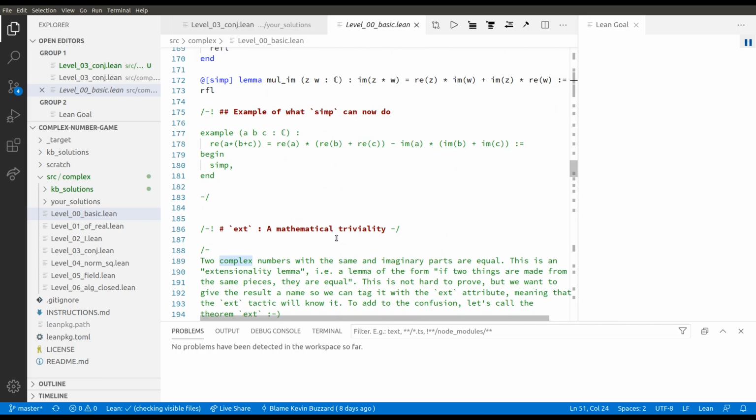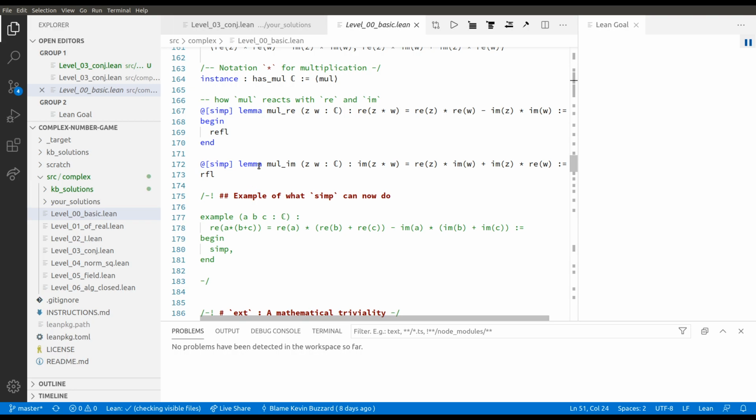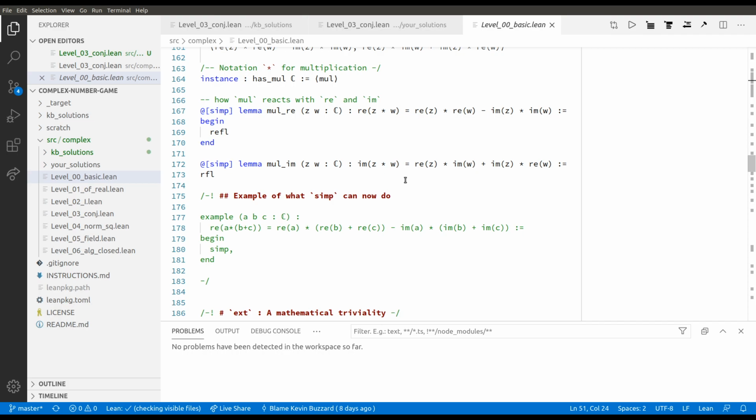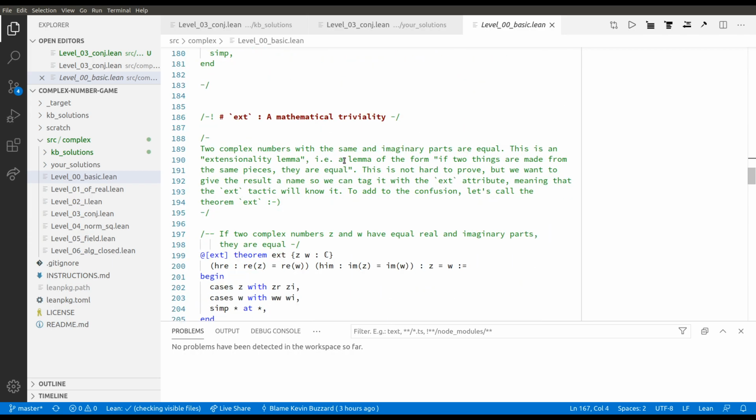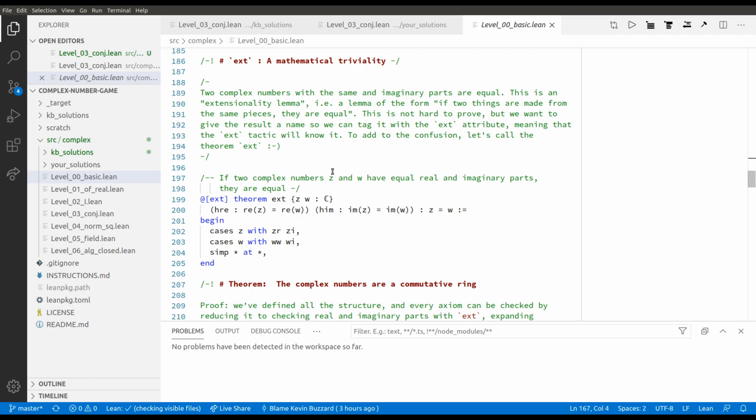And then we added some simple lemmas, things like this. It says the real part of z times w is what it is. The point, even though this is true by definition, is that we told the simplifier about this by giving this lemma a name and tagging it with the simp attribute. And by the time we'd done that for lots of lemmas, we realized that we were one step away from proving the complexes are a commutative ring very, very quickly.